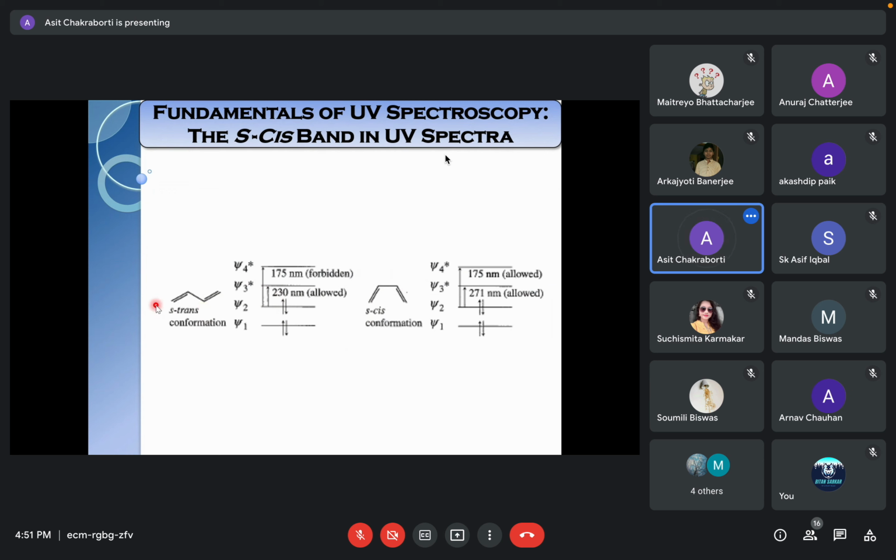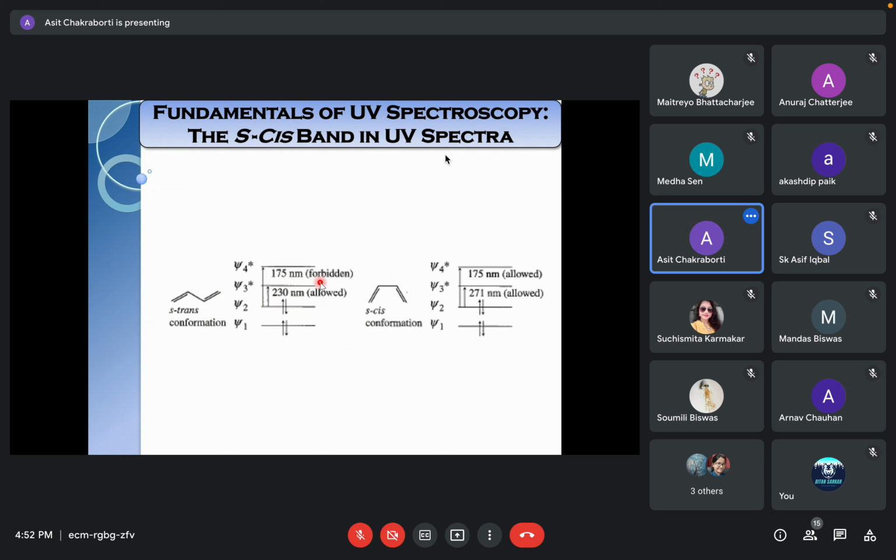Right. So now, theoretically, there are two transitions possible. Only, one lambda max value will be higher and the other will be lower, depending upon the gap between pi and pi star. As has been mentioned, this is supposed to be 230 nanometer and has been called allowed. This one is 175 nanometer. If you consider the energy gap, it will give a lambda max value of 175 nanometer. But as I mentioned, it is forbidden.